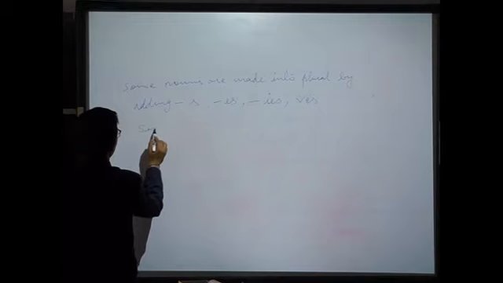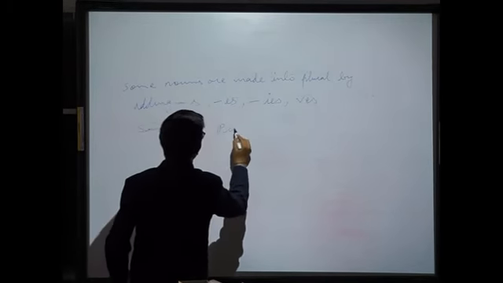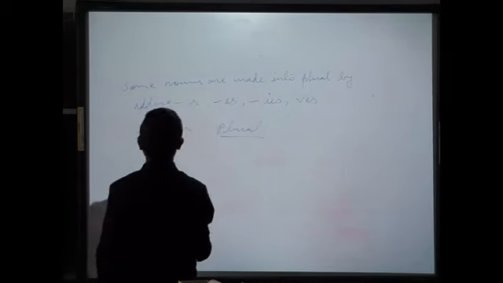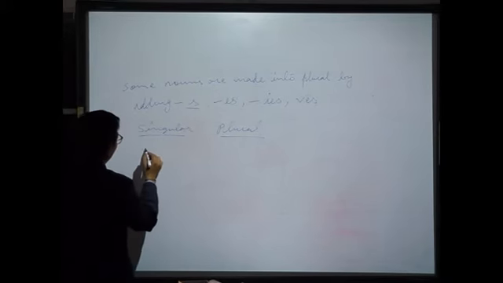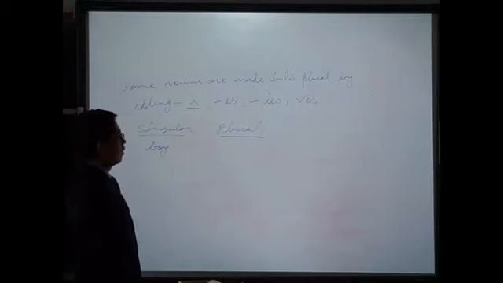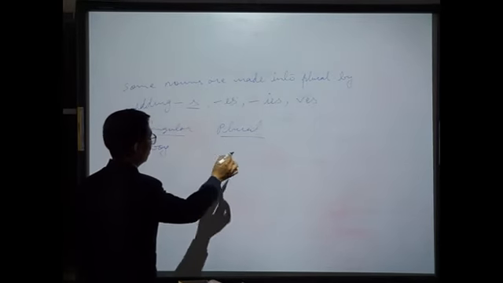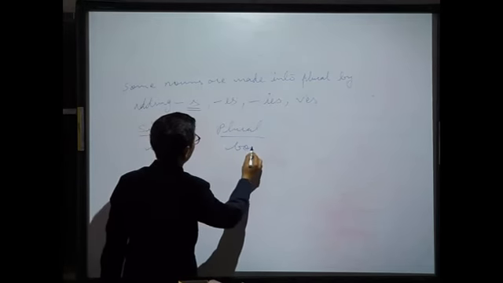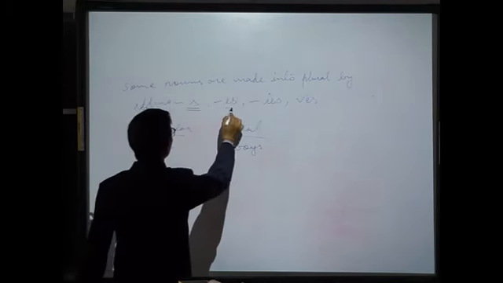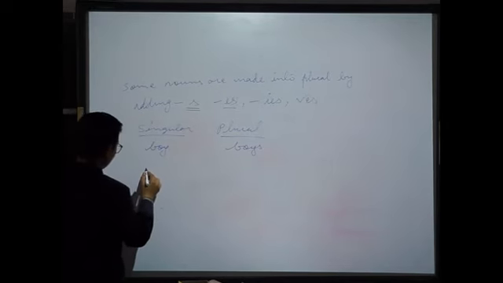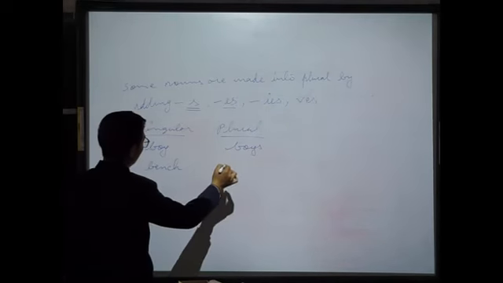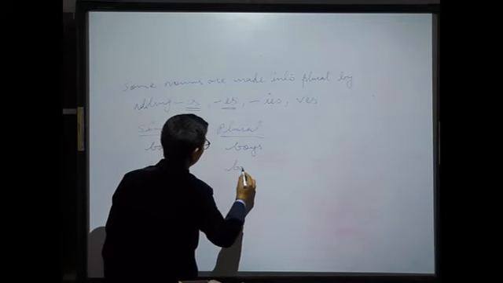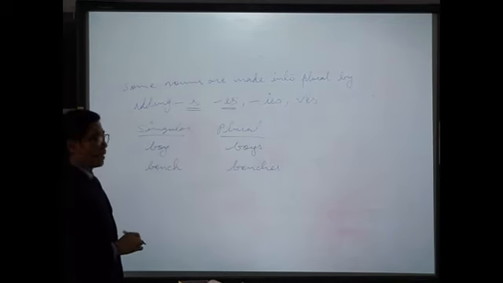For example, let's see singular and plural. Now write one word so that we can add s to make it plural. For example, if I write boy, singular. When you make this singular to plural, boy to plural, we add s. B-O-Y-S, isn't it? In the same way, E-S, which word? For example, if I say bench, B-E-N-C-H, bench. When you make it plural, bench to, by adding E-S, benches.